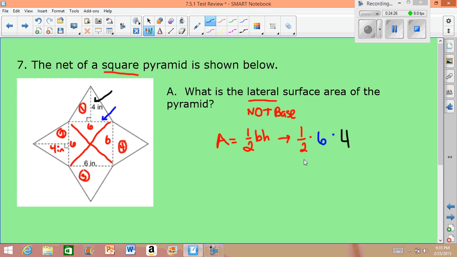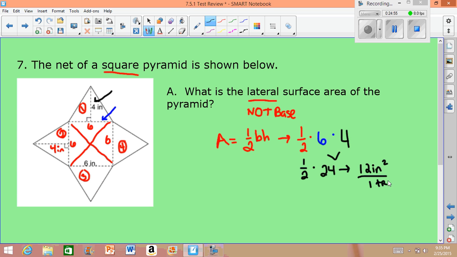So we're doing just triangle number 1. So I have 1/2 times, and 6 times 4 is 24. So 1/2 times 24, remember, taking half of it is dividing by 2. So that gives me 12 inches squared for triangle number 1. So remember, this is for one triangle.